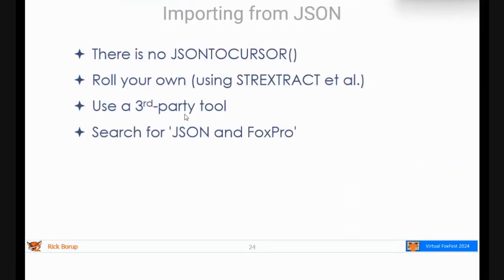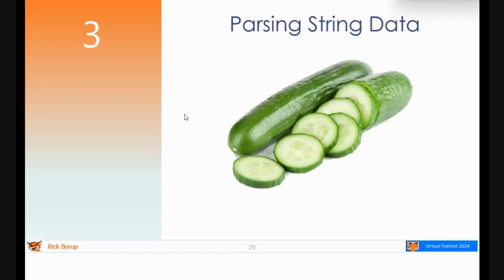Importing from JSON, you're going to have to write your own code for that. There is no JSON to cursor. You can do something like what we just did for XML using string extract or whatever other approach is appropriate. There are third-party tools out there that will interface with JSON and FoxPro. If you do a search for JSON and FoxPro, you'll find several solutions out there. One of them might be appropriate to what you need to do. I do not have an example of importing from JSON. When we get to the exporting part of the session, I will have an example for you there so you can see how it can be done.